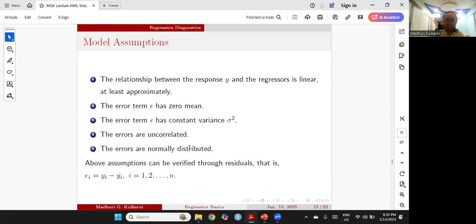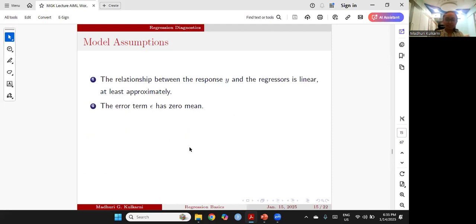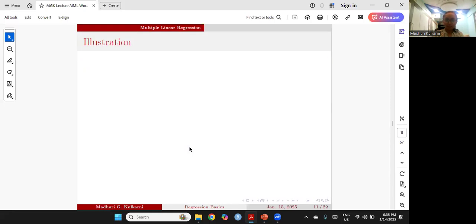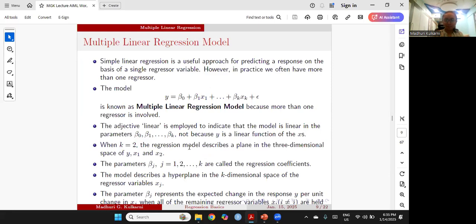In case of this multiple regression, y as a function of x1, x2, x3 up to xn, is it always required that all the x's will be mutually independent? You are asking a very good question. See, it's possible that they among themselves are related. Yes, ma'am. That is possible.